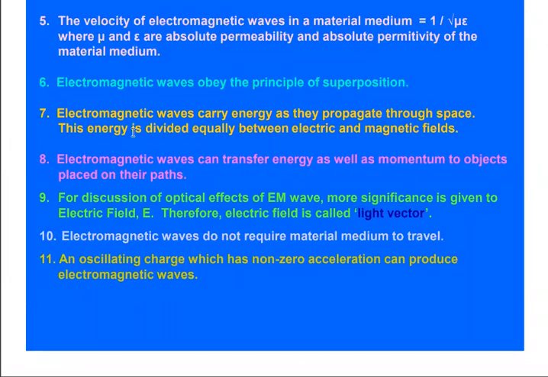Now electromagnetic waves carry energy as they propagate through space, and this energy is divided equally between electric and magnetic field. The same energy appears as electrical energy and magnetic energy. Therefore, the sum of electrical energy and magnetic energy at any instant of time will remain constant and will represent total energy. Now, electromagnetic wave can transfer energy as well as momentum, because a wave transfers both energy and momentum to the object placed in its path.